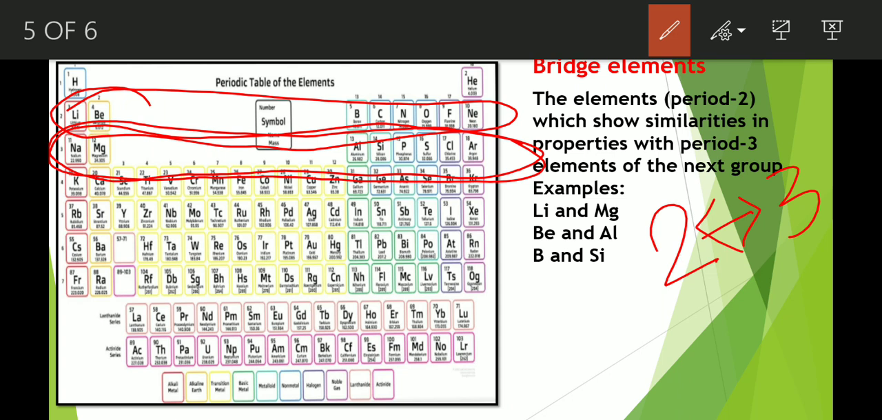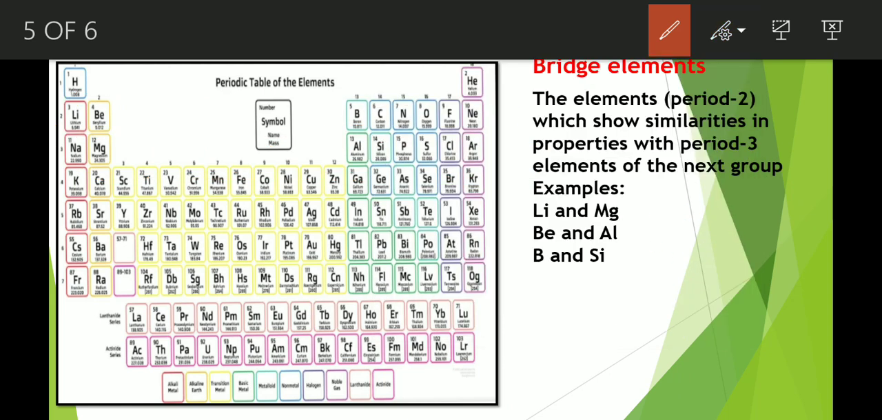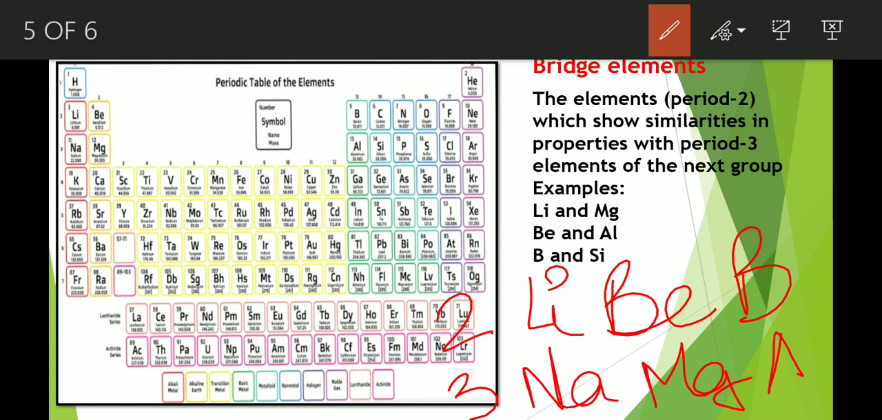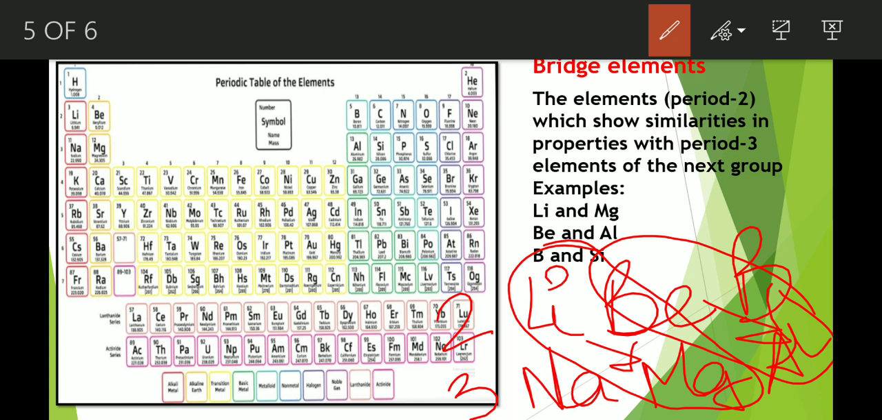Suppose I take an example, if I arrange the elements in this way, lithium, then beryllium, then boron. And here it's sodium. This is period 2 and this is period 3. Sodium, magnesium, aluminium. I'm taking 3 elements from each. See, lithium will show similar properties to magnesium and beryllium will show similar properties to aluminium. That means there is a diagonal relationship. These 2 elements are present diagonally to each other. So a diagonal relationship is present in the case of bridge elements, right?